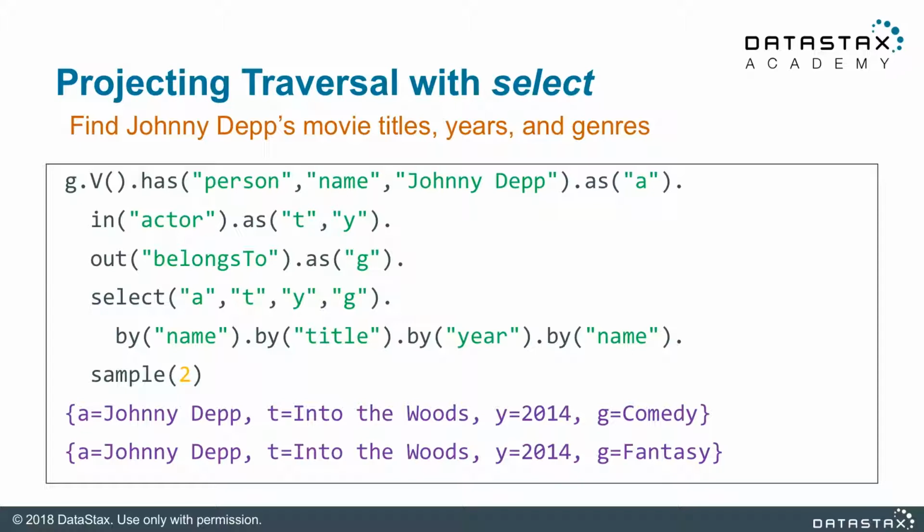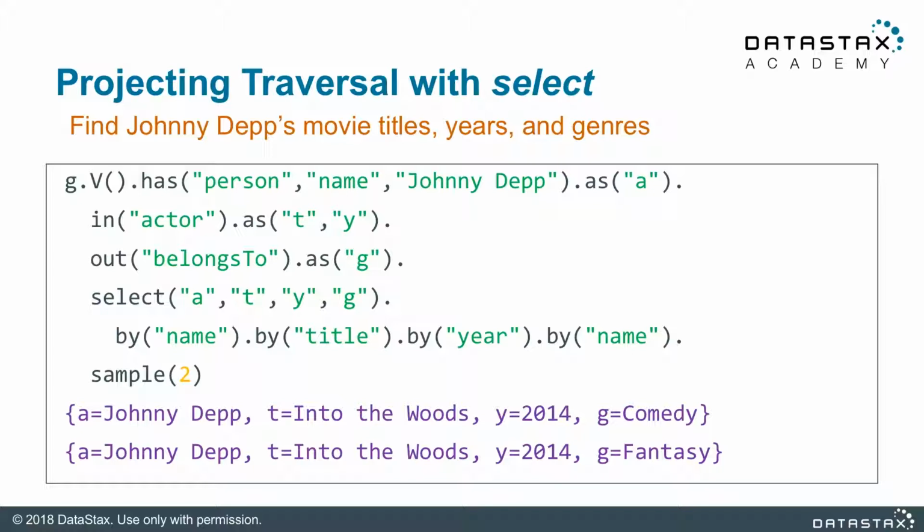Lastly, we need to use the projecting step, select, to access our labeled data. Remember, for each item we select, we also need to provide a by modulator to indicate exactly which piece of data we want to put into our payload. So as you see here, the A was for actor, and we want to select the actor by their name. T and Y were on the movie vertices, so we want to select the title and the year. Lastly, for G, the genre, we want to select the genre's name.